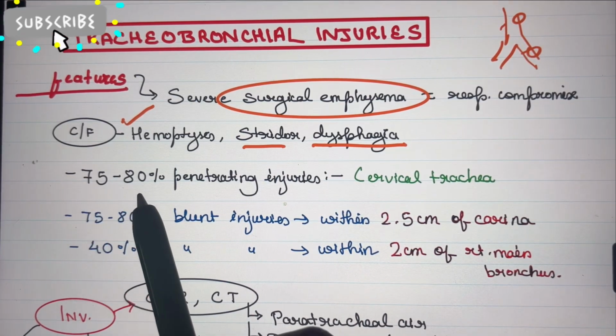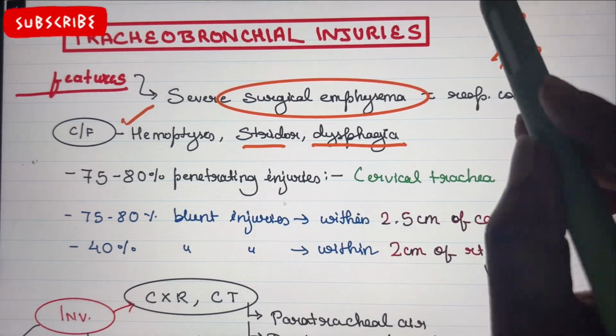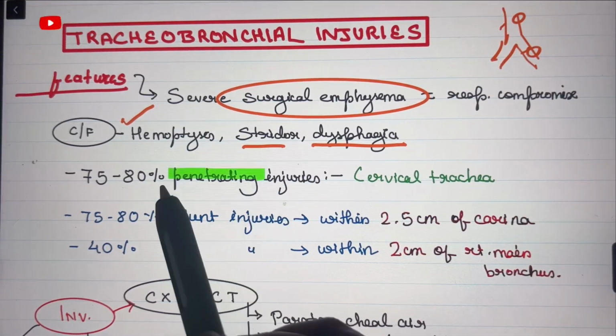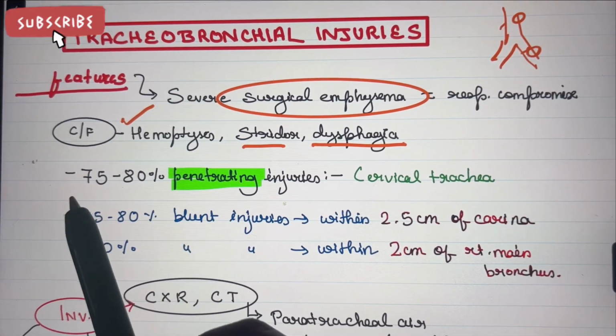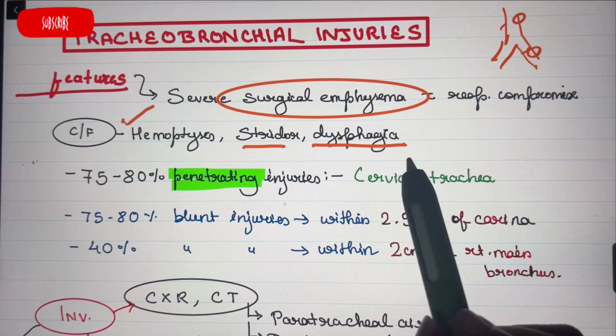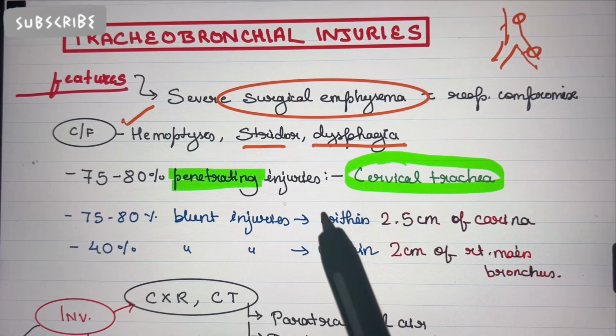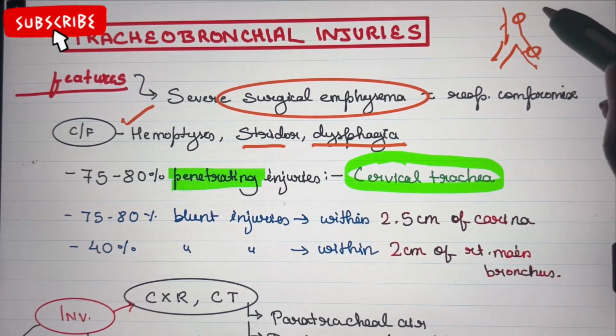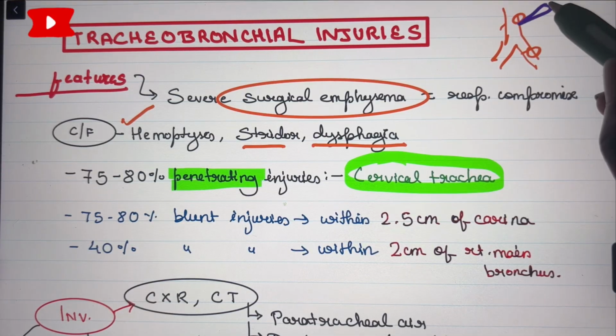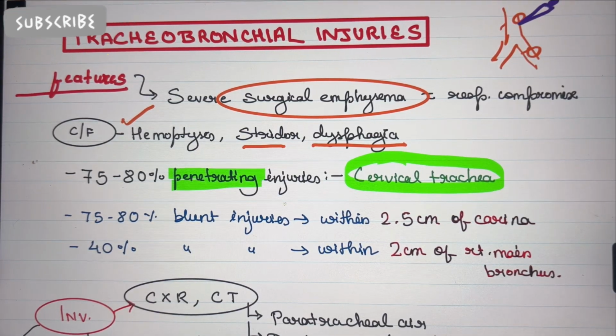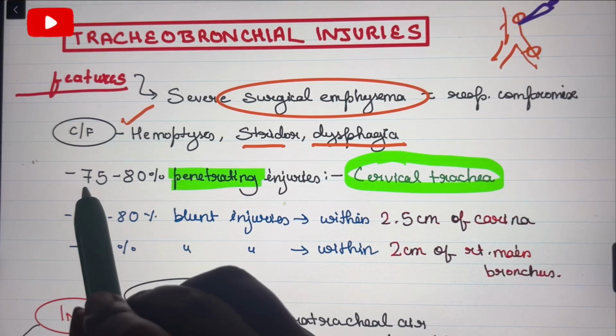In 75 to 80% of cases, if there is a penetrating trauma, it is because there is a penetration in the cervical trachea. In the cervical trachea, somebody has poked a knife or an object. Because of that, the cervical injury has happened, and that is 75 to 80%.